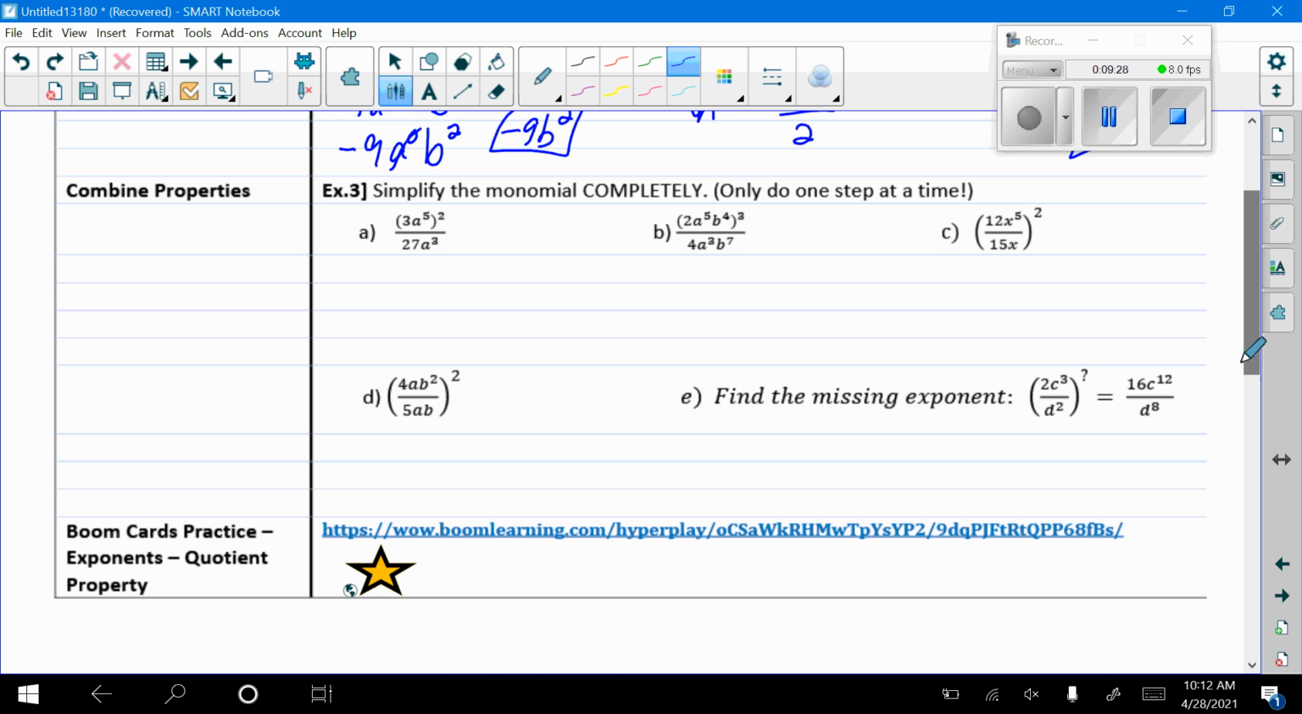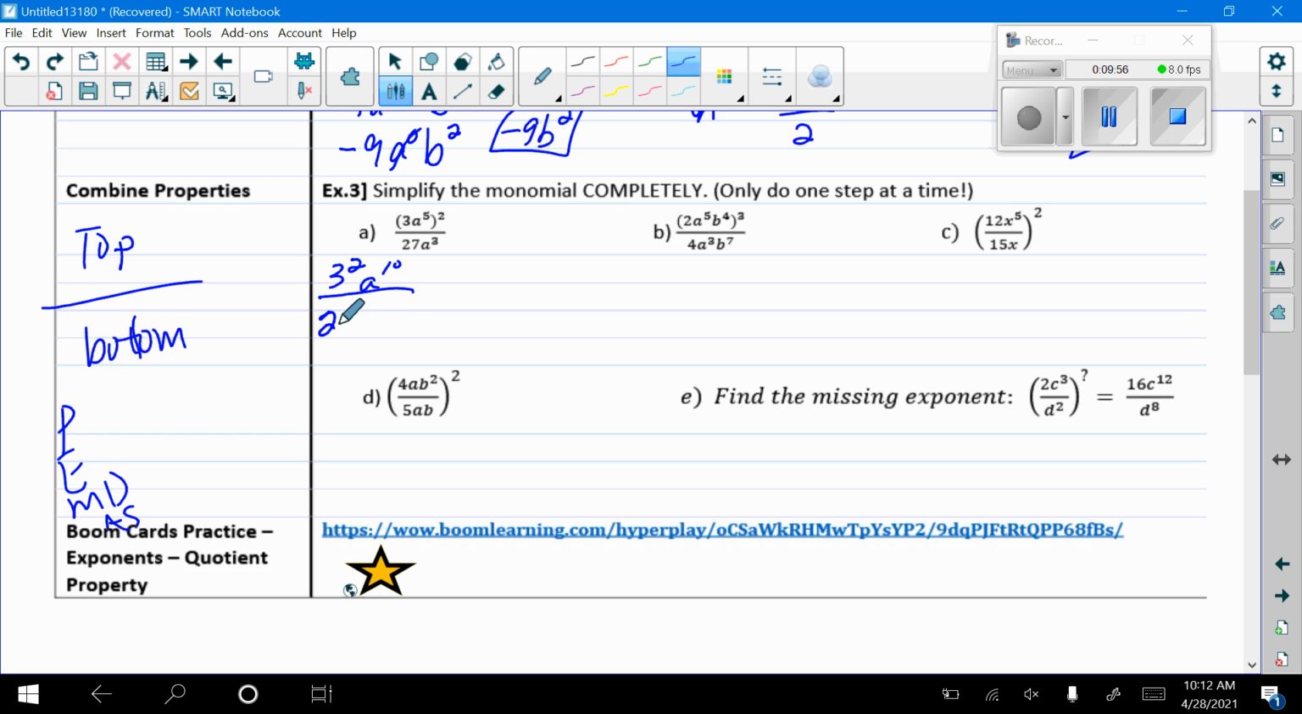Now this bottom part, these last 5 problems are going to be putting it all together. So we're going to do one step at a time. Work with the top, then the bottom, then reduce. On the top I have, and use PEMDAS, of course, so I end up with 3 squared a to the 10th over 27a to the 3rd.